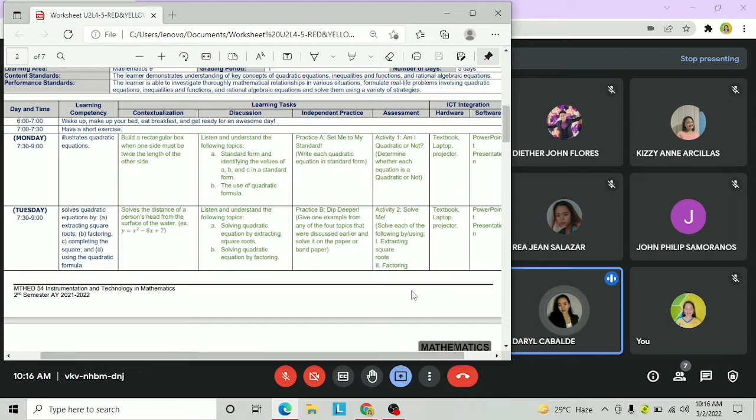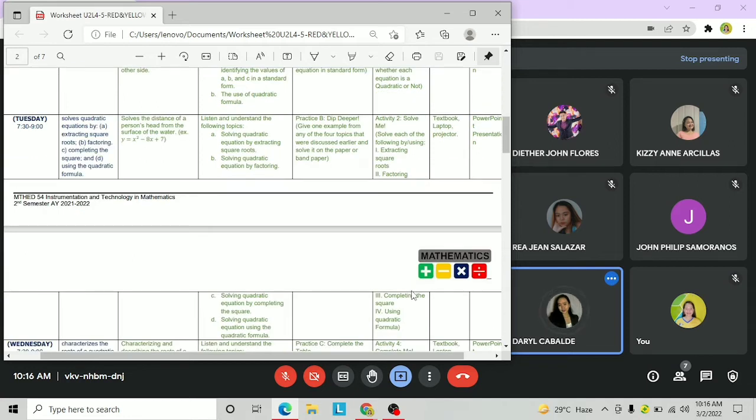So the assessment is Solve Me, activity 2. Solve each of the following by using extracting square roots, factoring, completing the square, and using the quadratic formula. Lastly is the ICT integration. So we have hardware and software. We use hardware like textbook, laptop, or projector. And then the software will be the PowerPoint presentation.